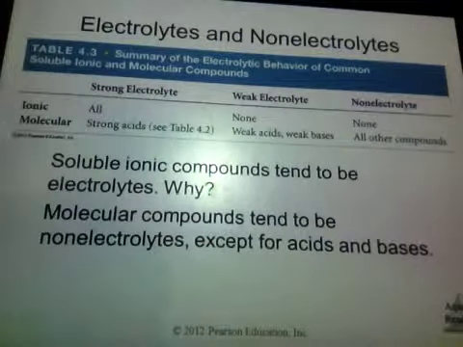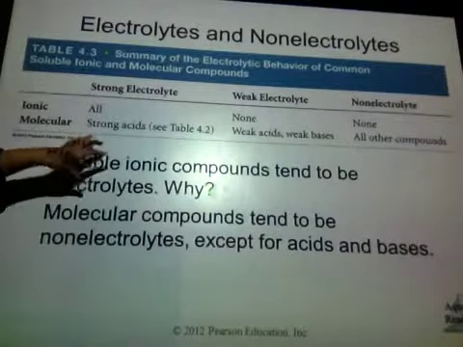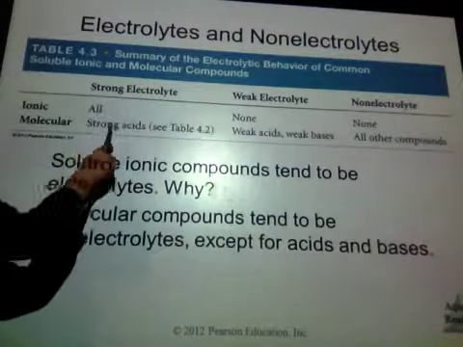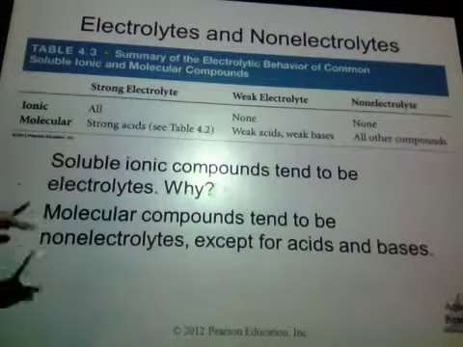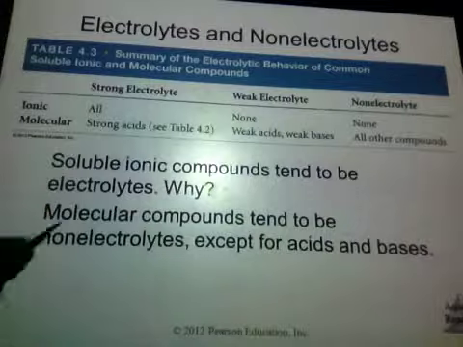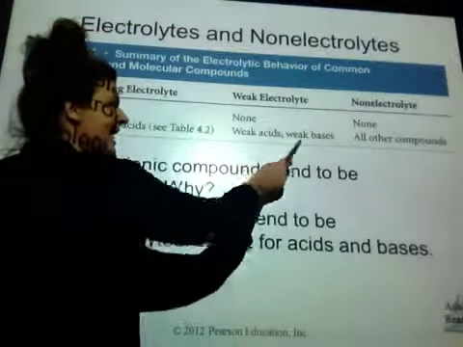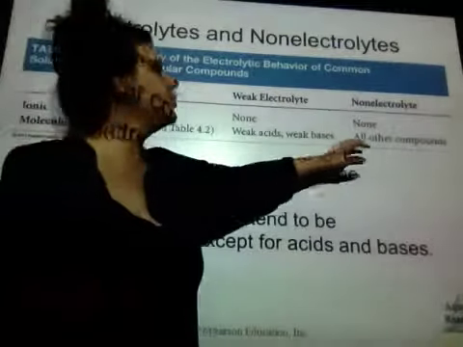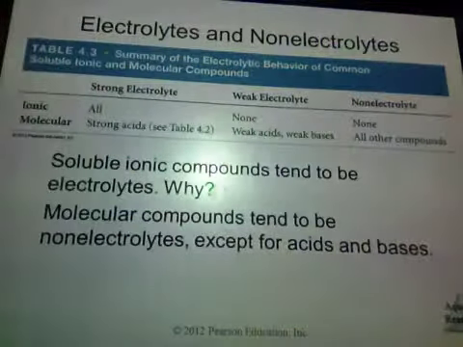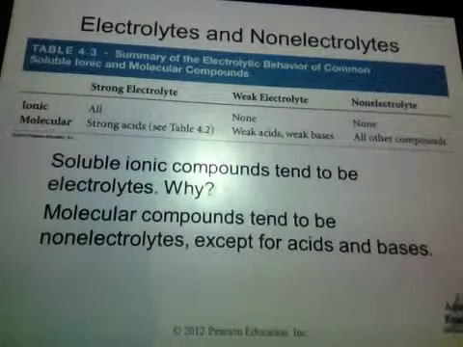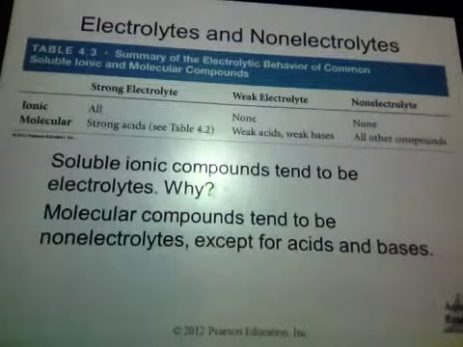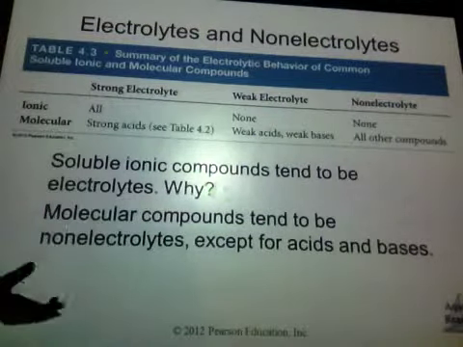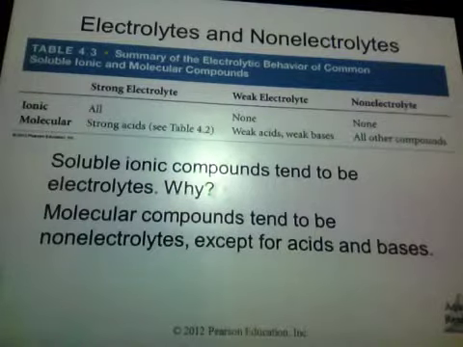Easy enough. For molecular compounds, we could have some strong acids that would be molecular compounds, and those are strong electrolytes. So all strong acids are strong electrolytes. Weak electrolytes would be weak acids and weak bases, and then any other molecular compound would be considered a non-electrolyte. So sugar, for example, sucrose, would be a non-electrolyte. It's not a weak acid, it's not a weak base, it's not a strong acid, so it's another type of molecular compound that must be a non-electrolyte.